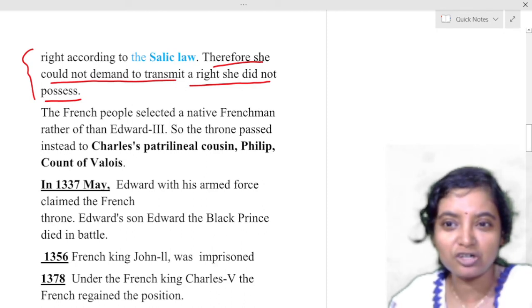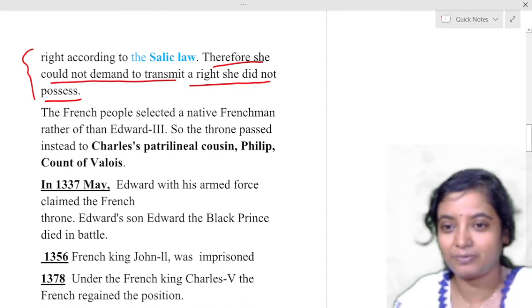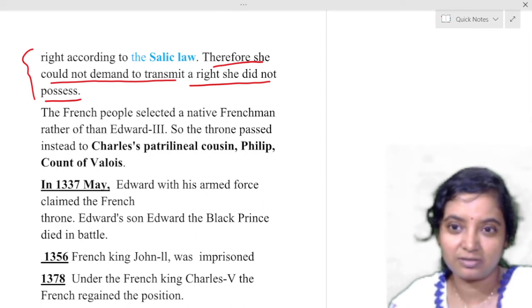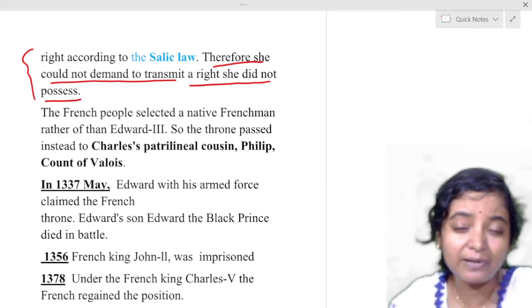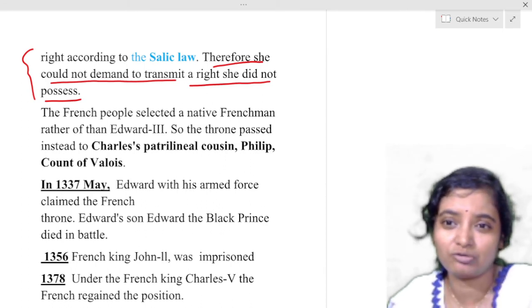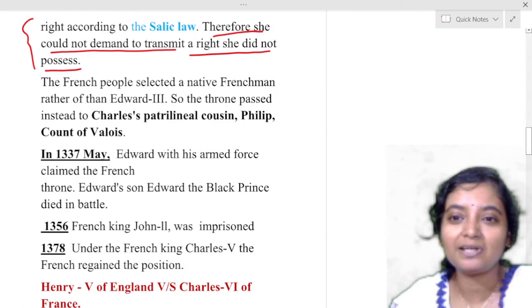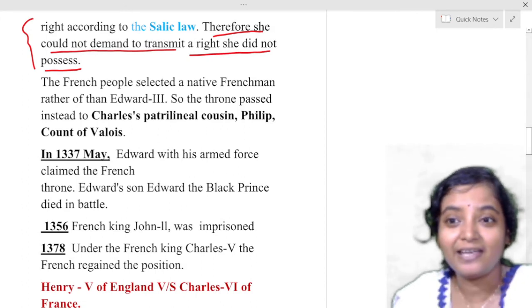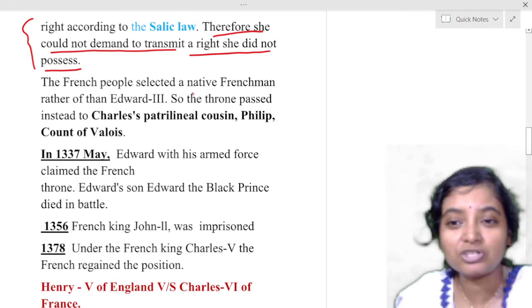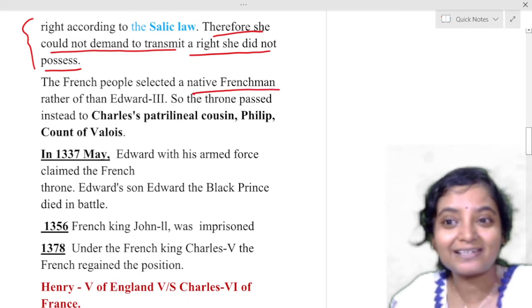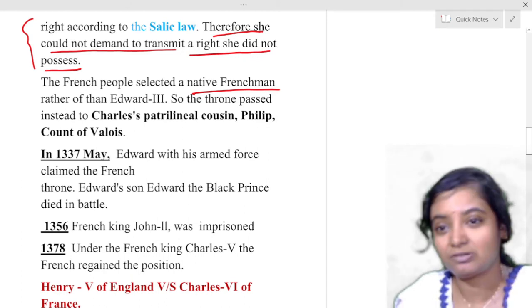But that was not possible according to the French people, because through the Salic law, Isabella would not be given the priority. So how could her son be given it? The French people selected a native Frenchman, not related by blood to Charles IV, rather than Edward III.